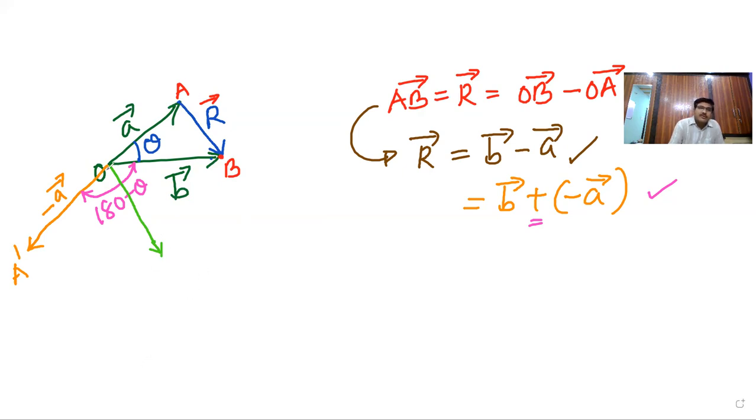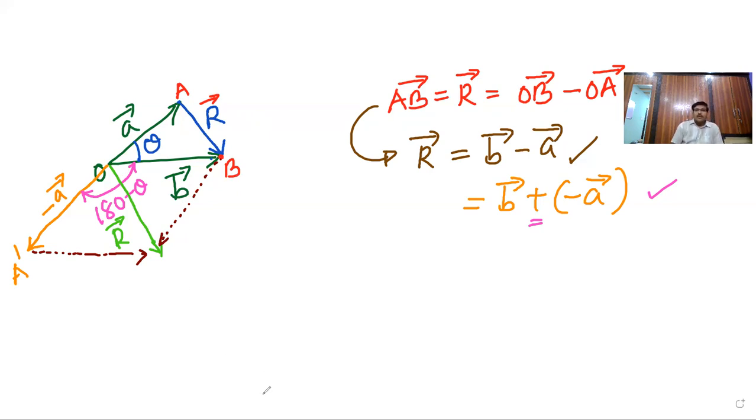Resultant is sum. Clear? And this is parallel to this. So I can indicate this as R bar only. Clear? Now, I am completing this resultant. So this is the complete parallelogram.